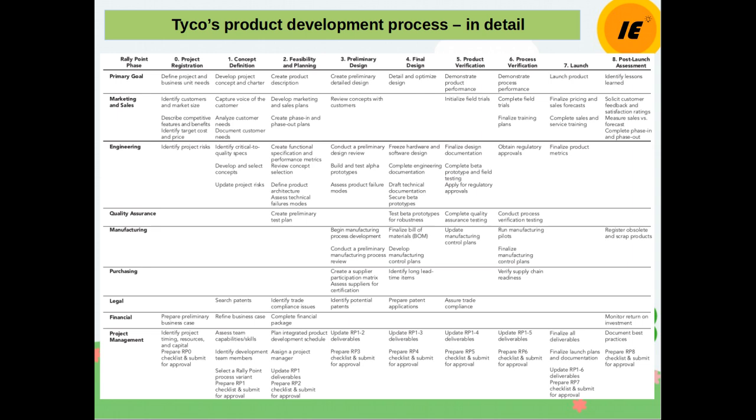Final design, primary goal, detail and optimized design. Now the marketing sales team here doesn't need to do anything. Engineering team will do freeze hardware and software design, complete engineering documentation, draft technical documentation, secure beta prototype. So this is important. Here it becomes more constrained and more fixated, that this is what we want to do, these are the parameters in software, or this is the architecture of the software.